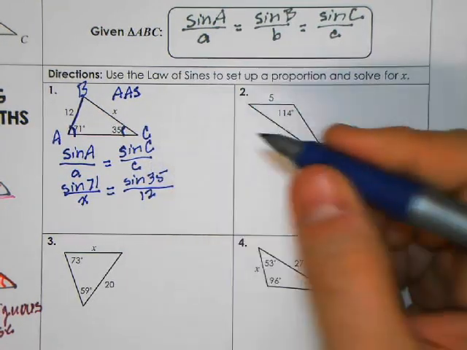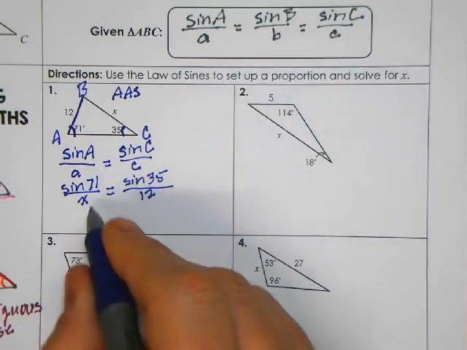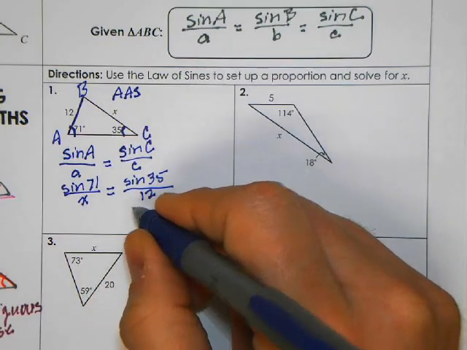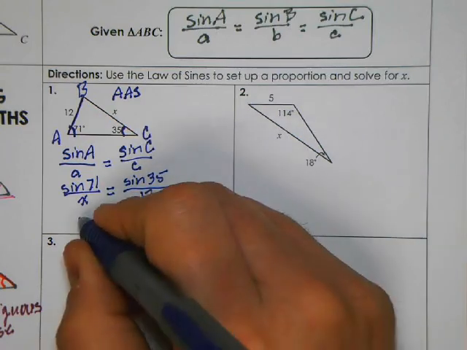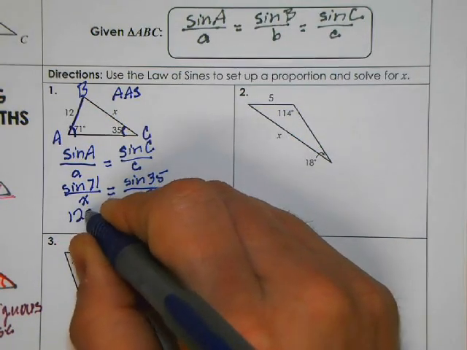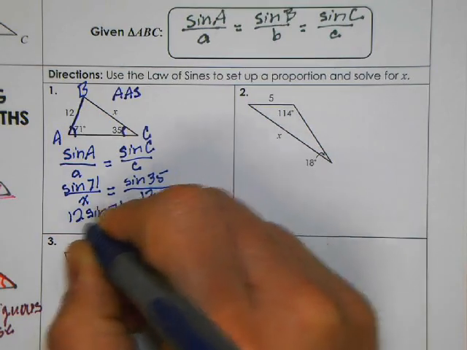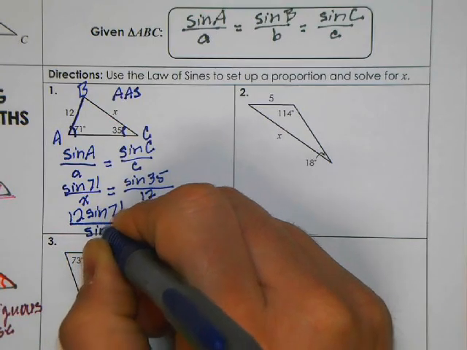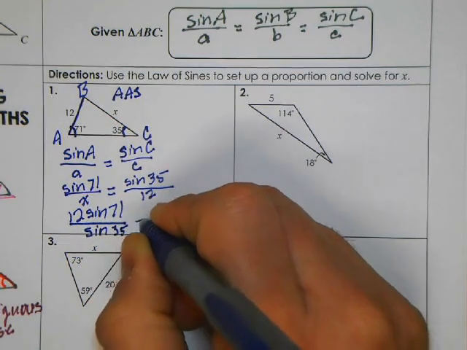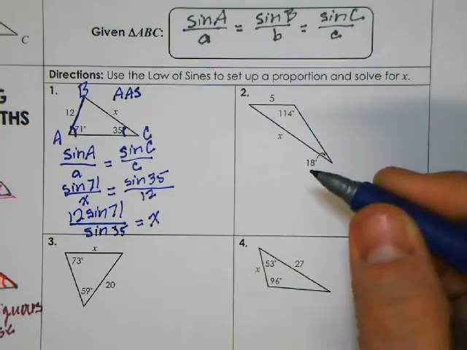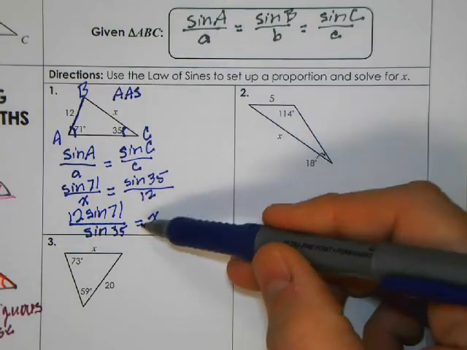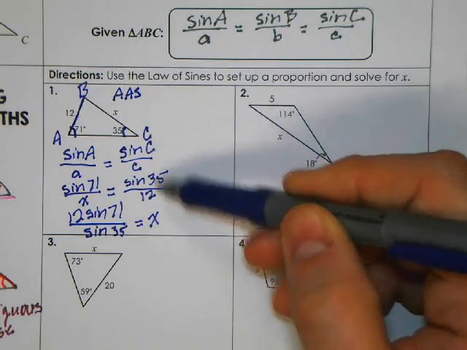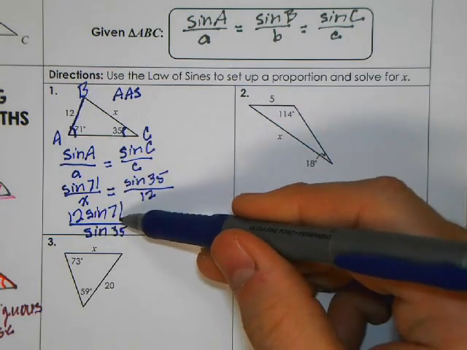And then we'll cross multiply and divide. So here, when I cross multiply and divide, I'm going to wind up with 12 times the sine of 71 divided by sine of 35 to equal x. Now, I would show my work here, and I'll do it on the next example. I just ran out of room by writing the rule first, but this is what I end up with when I do my cross products.